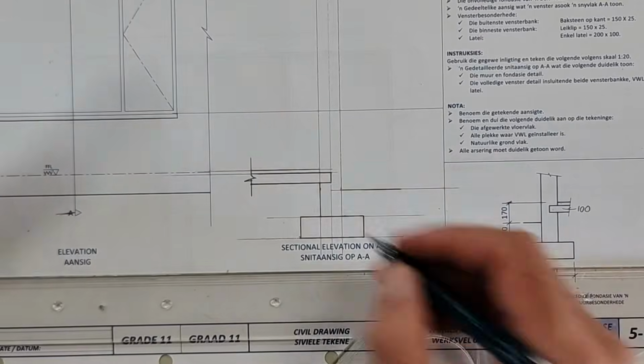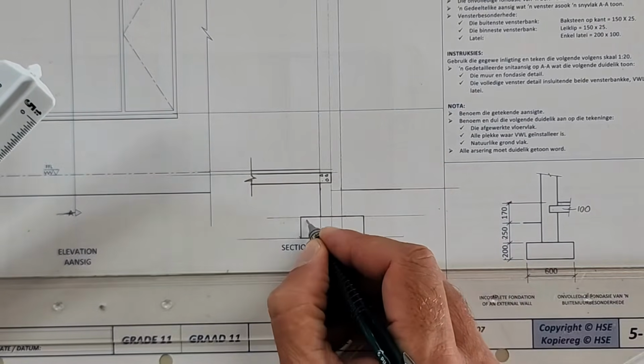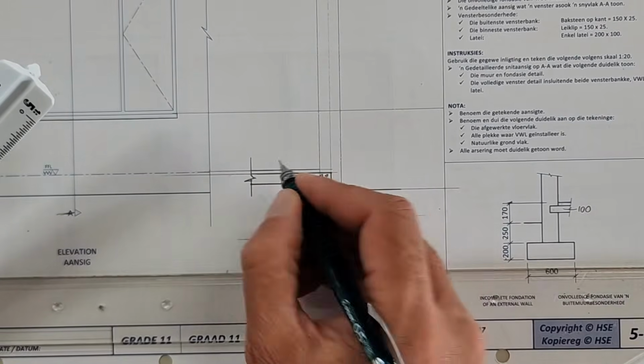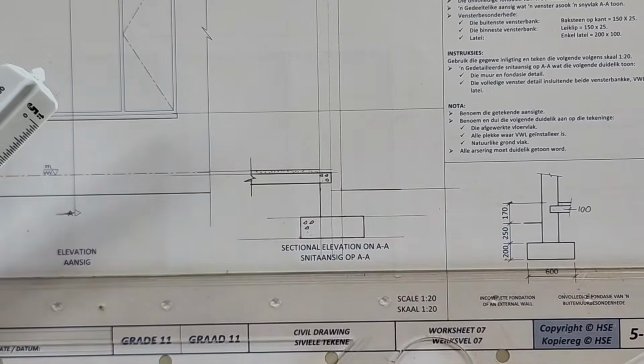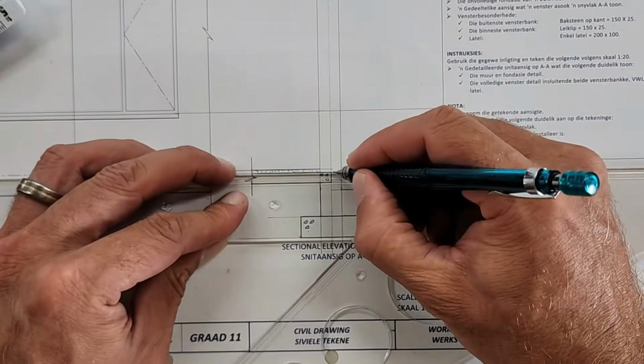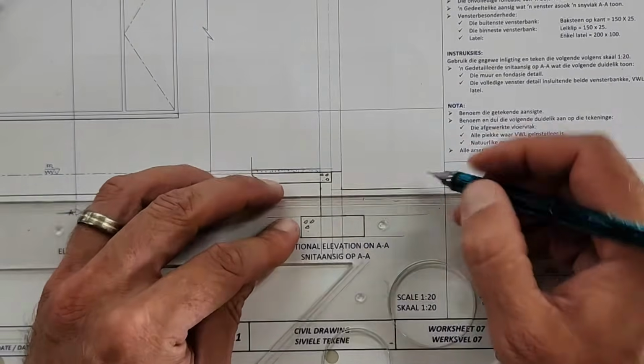Concrete is 100. So if I have to hatch it, there's a triangle, triangle, triangle, triangle. This is concrete, concrete, concrete. You remember screed, a couple of dots like that. Then there's damp-proof course here. That's the natural ground level. You can label that if you want to.